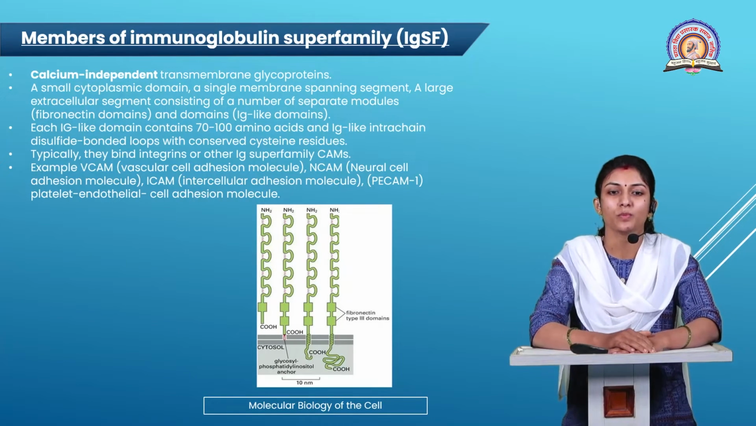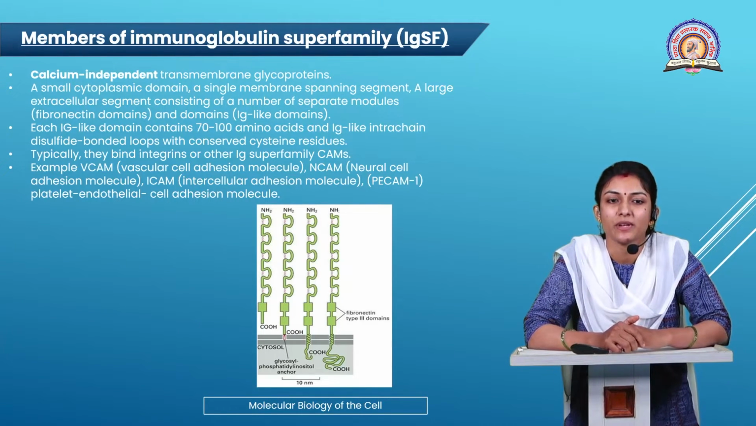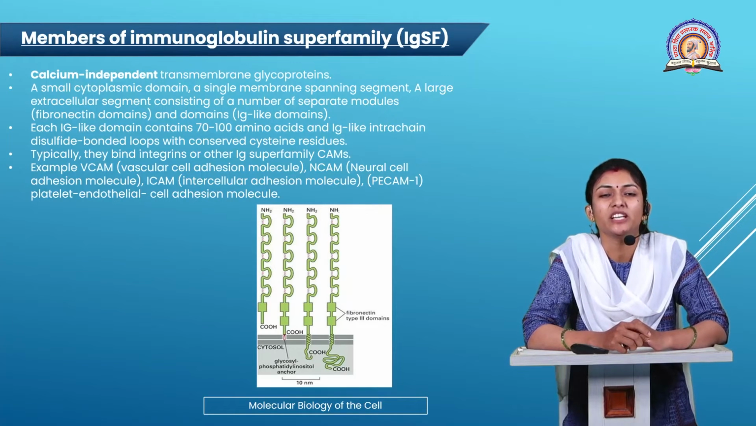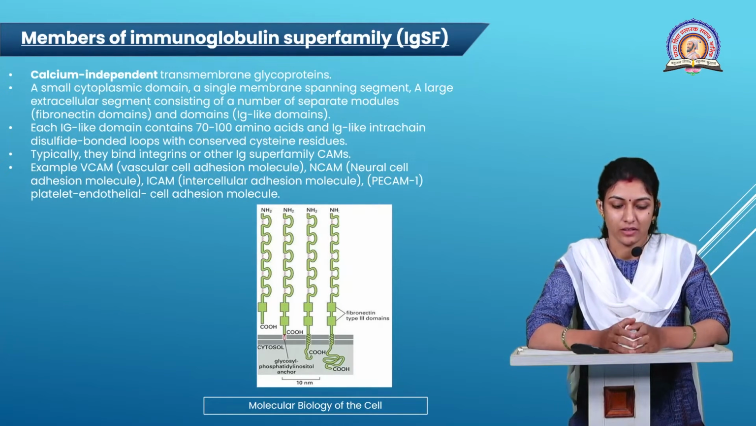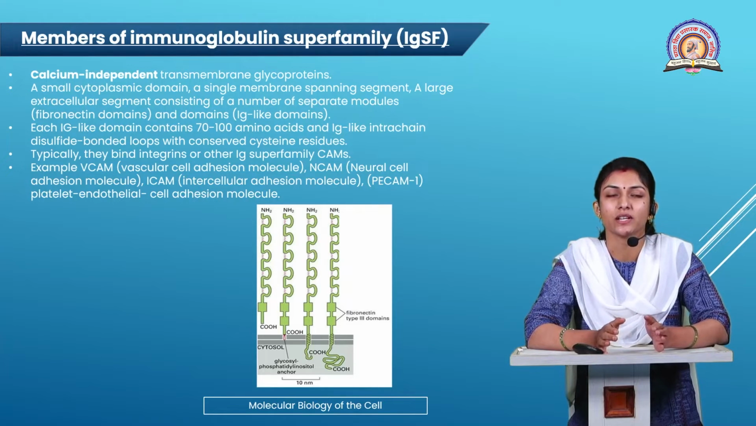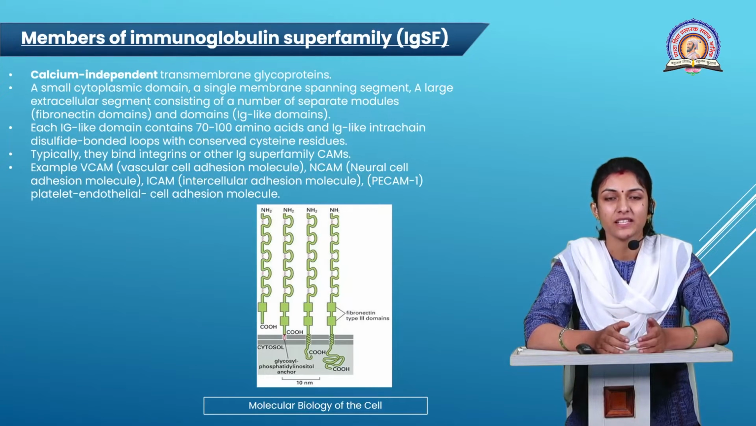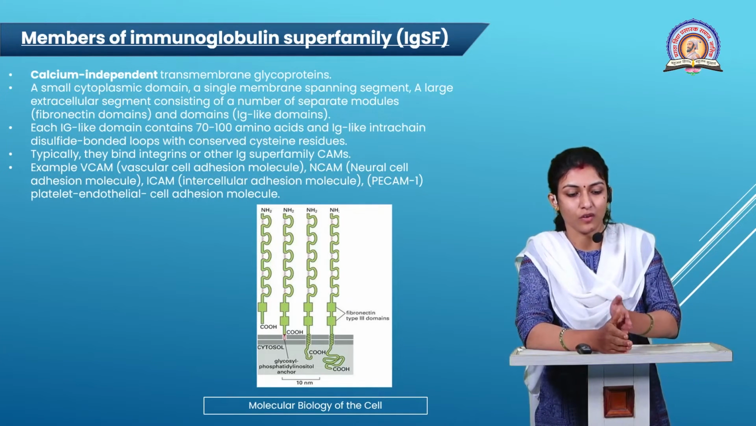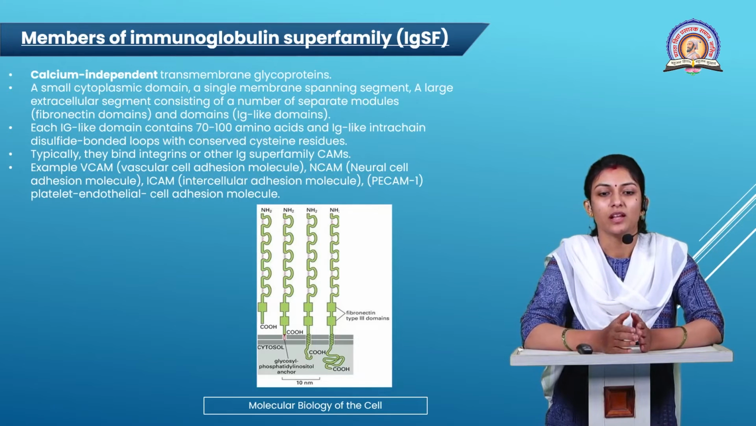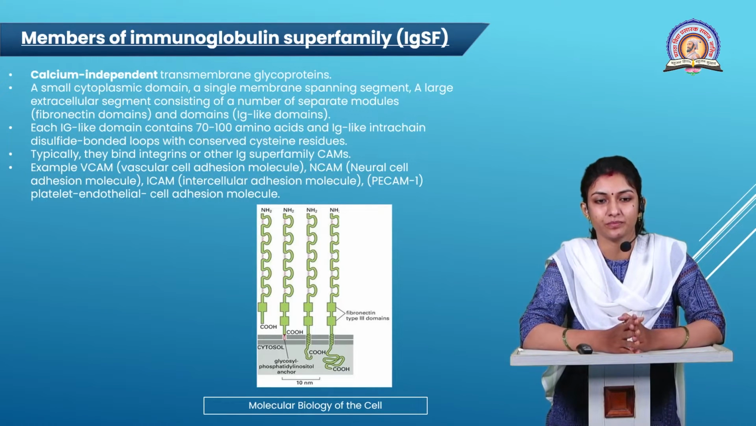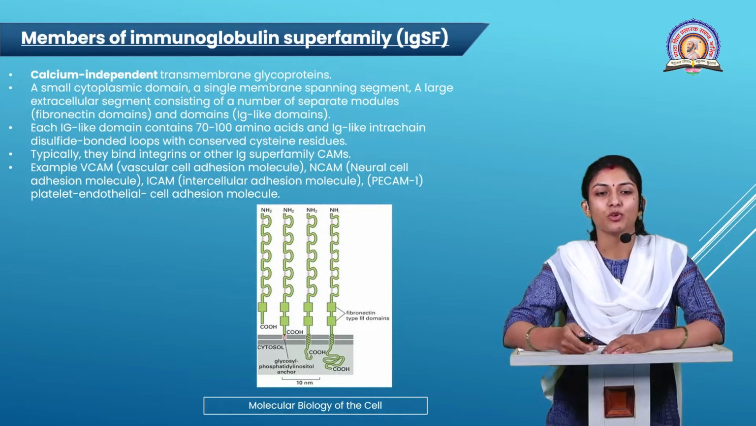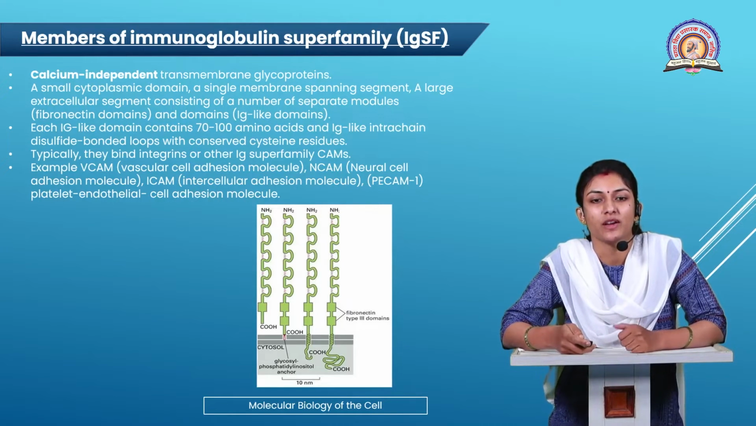Now, members of the immunoglobulin superfamily are also transmembrane glycoproteins, but strictly calcium independent proteins. This is a group of large extracellular polypeptide chains present in the transmembrane in a group, but it forms a single polypeptide molecule, as shown in the PPT. Each polypeptide chain has 7 to 100 amino acids. There are different types of Ig superfamily like VCAM, NCAM and PECAM.